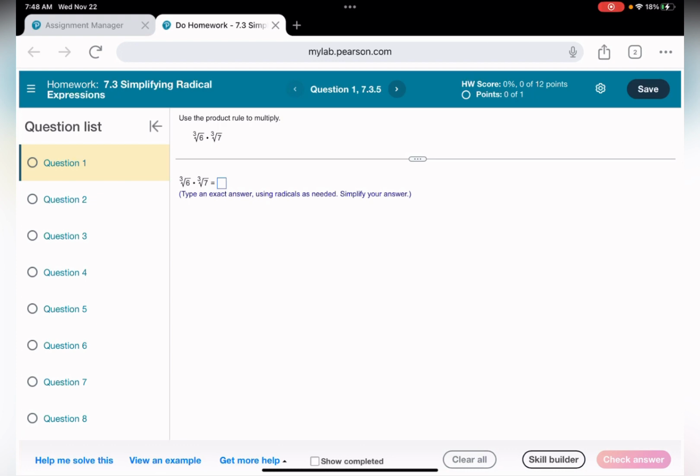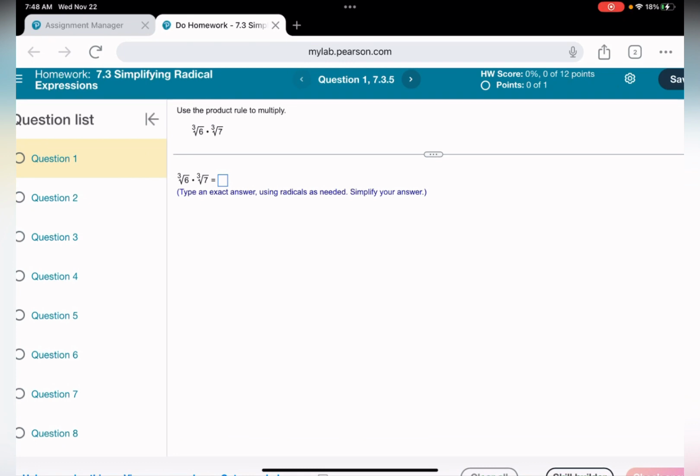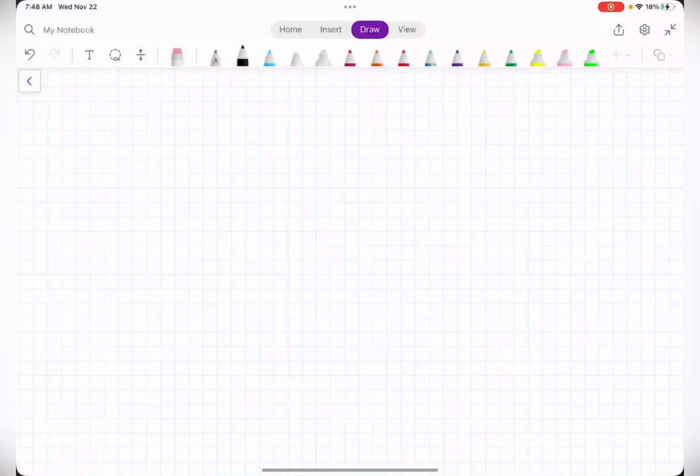Okay, we're working on homework 7.3, chapter 7.3, which is simplifying radical expressions. So what do we have? A cubic radical from 6 times cubic radical from 7. It's very easy, I just need to explain. Cubic radical from 6 times cubic radical from 7.